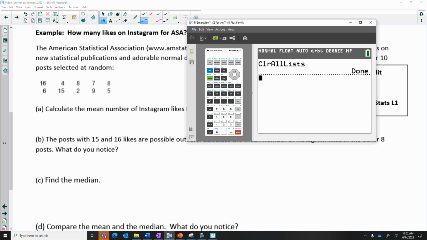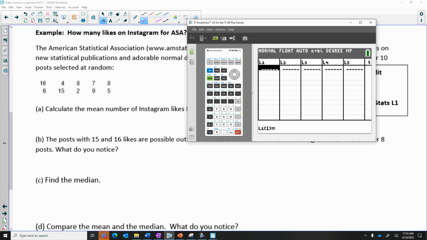Now I press edit, and in L1, I'm going to enter my data. So do that now if you have a calculator or an online calculator, and we'll make sure that all the data is entered correctly. Okay, so I should have 10 data points. Just checking to make sure I have everything in there.